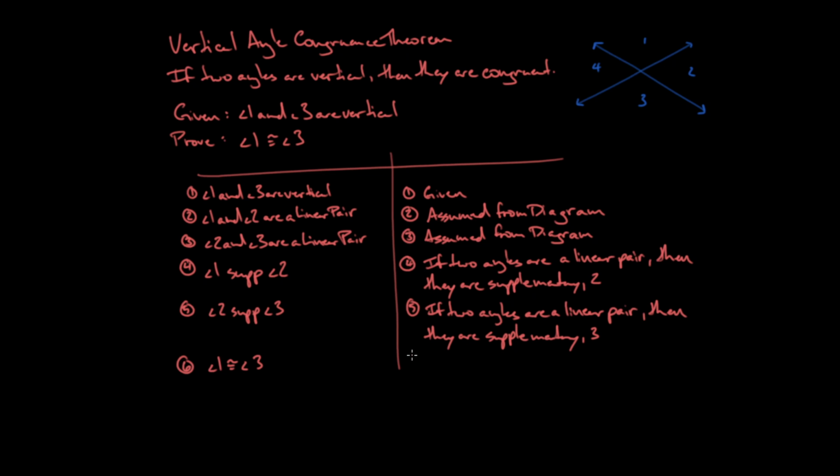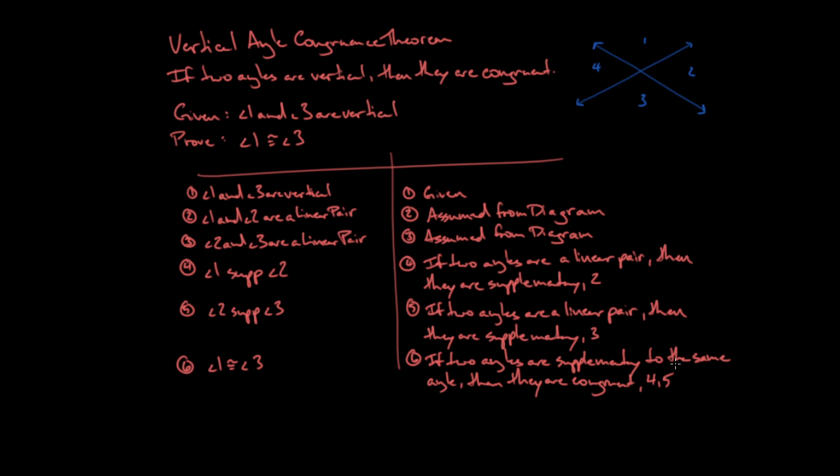Now, my reason is a little bit long. I have to state the whole thing. If two angles are supplementary to the same angle, then they are congruent. All right, and I just need to cite this then. So where did I say that if two angles are supplementary to the same angle? Well, I said that in 4 and in 5. And when I said that angle 1 and angle 3 are both supplementary to angle 2. So I will cite both 4 and 5.